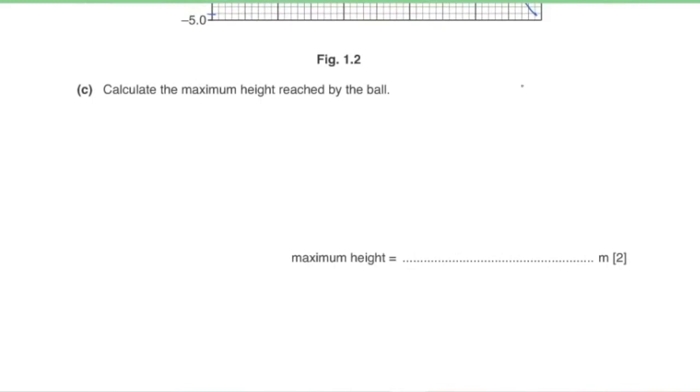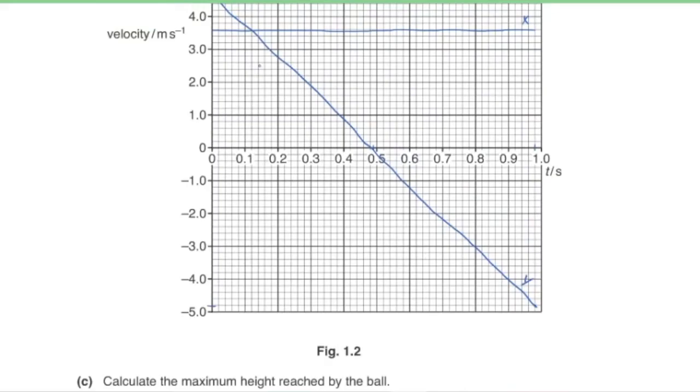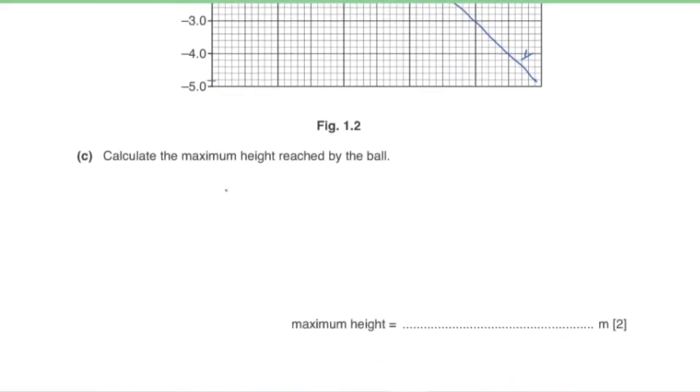Part C. Calculate the maximum height reached by the ball. So this can either be calculated using the area under this graph, or because we already know that the initial speed with which it starts to travel is 4.8 meters per second, the final speed it reaches is 0, and the acceleration is negative 9.81 since we're neglecting air resistance. So using the formula v squared equals u squared plus 2as, we get the maximum height covered by this ball as 1.174 meters.